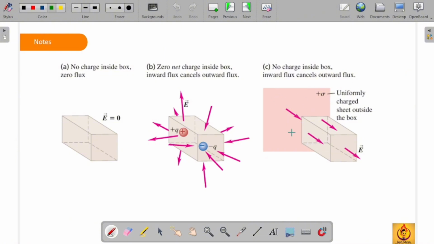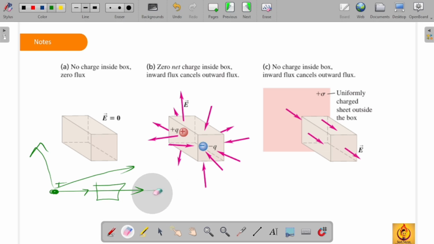Another case is whereby the charge is not inside, the charge is outside. So this charge, if it's positive, is radially giving out the electric field, and then you draw a shape here. So this is flux in, flux out. So there's no electric flux in this box. Is this clear, guys? So far?